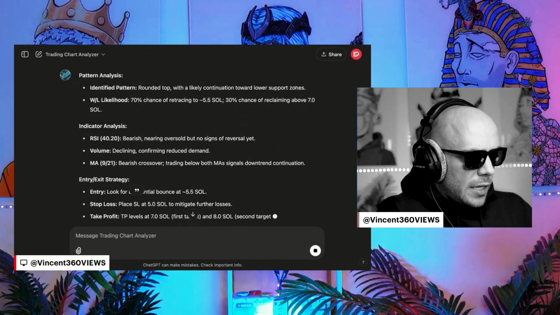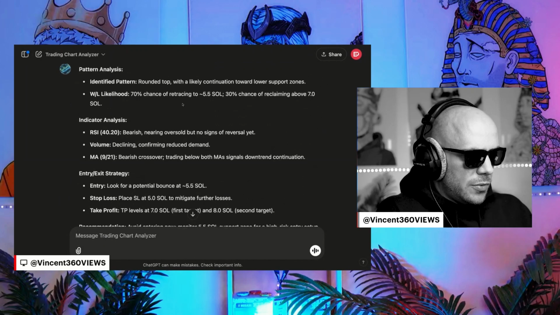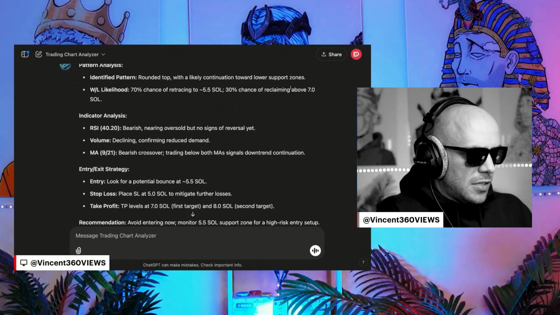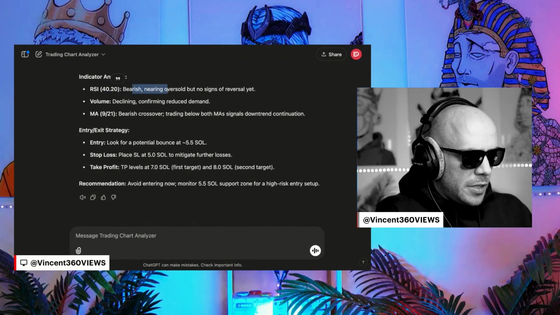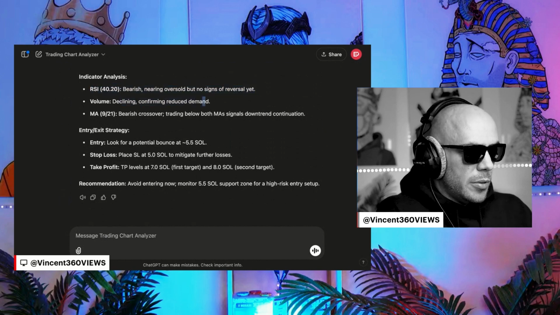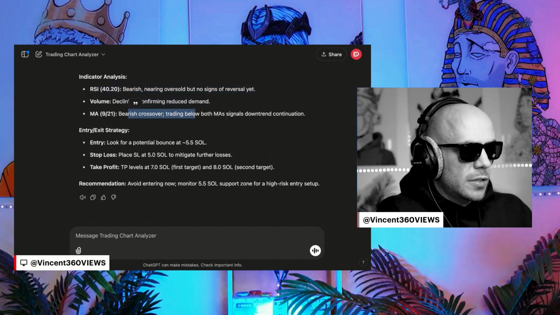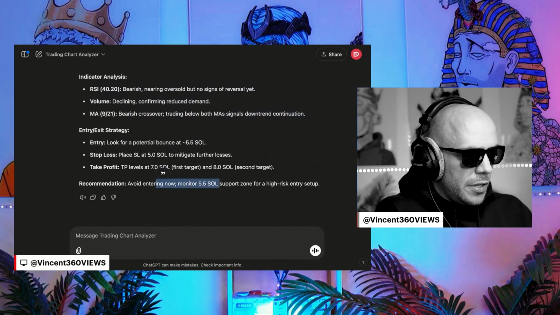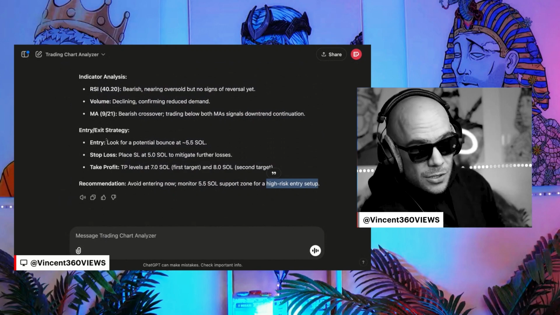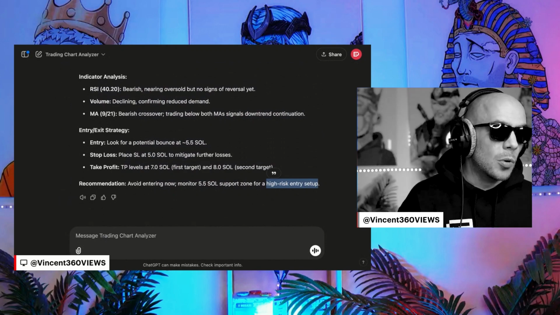Head and shoulders on top with likely continuation toward the lower support zone, 70% chance of retracing to 5.5, 30% chance of reclaiming above 7. RSI bearish, nearing oversold, but no sign of reversal yet. Volume declining, confirming reducing demand. Bearish crossover, both EMAs signal downtrend continuation. Avoid entering now, monitor the 5.5 support zone for a high risk entry setup. That's the analysis for the crypto bond.